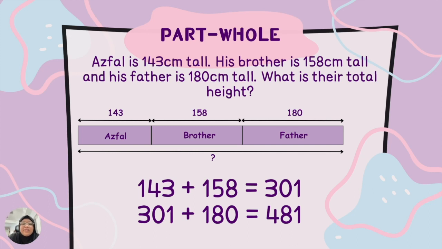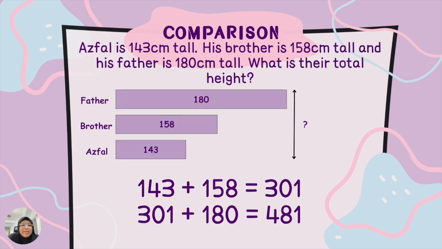So I will have to add 143 plus 158 and 180. Okay, now another way to solve this problem is to apply the comparison model. So remember, comparison will mean that there will be three parts. So we have father, brother, and Asphalt.